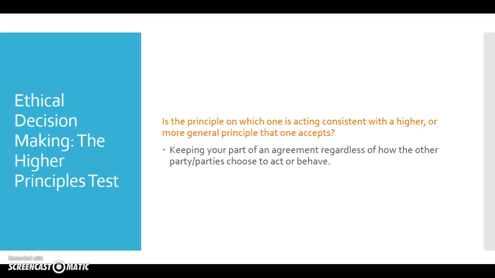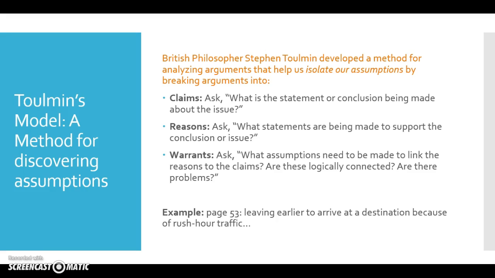So those are the decision-making tests that you should understand and be able to apply. And then lastly, the chapter goes over a method for discovering assumptions, which was developed by a British philosopher named Stephen Toulmin, so we call it Toulmin's model. He approached argument analysis in a way that helped him and others isolate our assumptions. He does this by breaking arguments into 3 core questions: one about claims, one about reasons, and one about warrants.